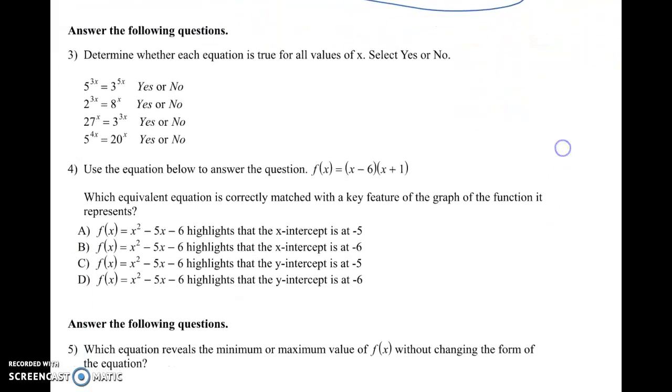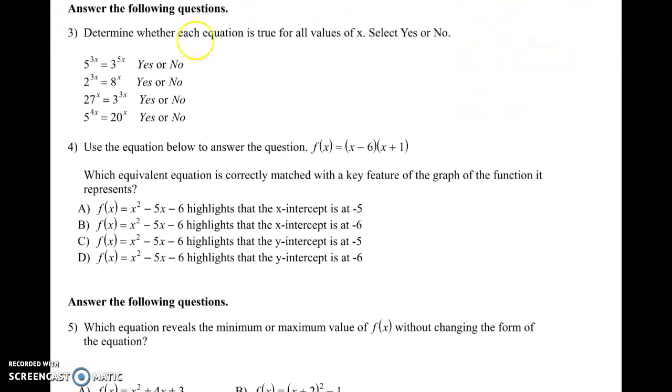For number 3, it says determine whether each equation is true for all values of x. Select yes or no. So is it true that 5 to the power of 3x is equal to 3 to the power of 5x? Well, it says for all values of x. So if you can find any value where this isn't true, then you know it's not. So let's see, 5 to the power of 3x. Let's say x was 1, and plug in 1 to both of these.